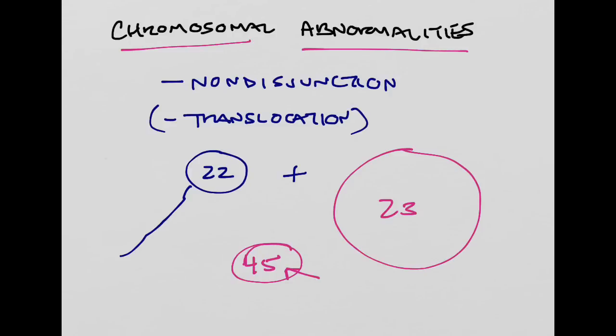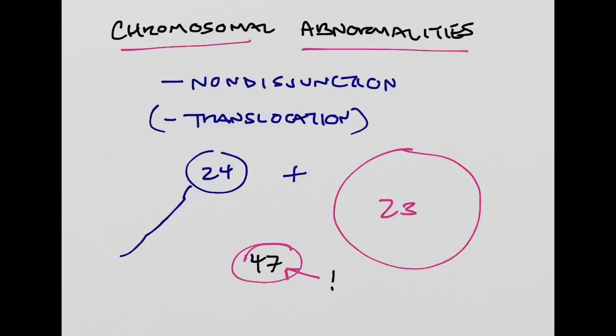Obviously, the other issue is if you have too many chromosomes. So in this case, imagine that instead of 22, I have 24, one extra chromosome. I think it's obvious to you that's going to result in having 47 total chromosomes. Again, that's going to be a problem in the resulting child that develops.